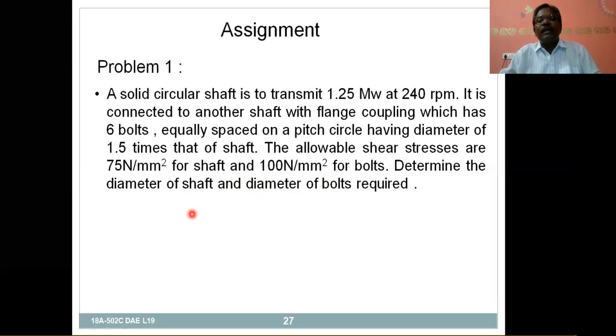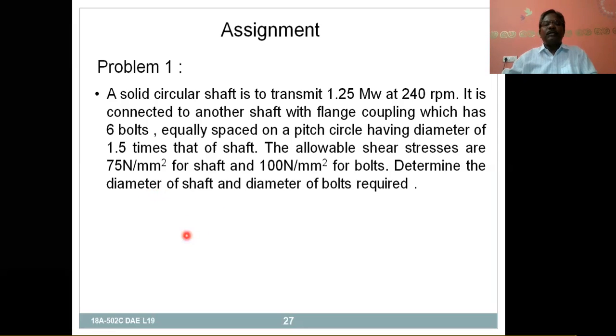Power is given, and speed is also given. By using the power formula, you can calculate the torque, and torque is equal to pi by 16 Fs D cubed. Fs for the shaft is given as 75, so we can calculate the shaft diameter D equal to the cubic root of 16T by pi Fs. You can calculate that very easily. That is the shaft diameter.